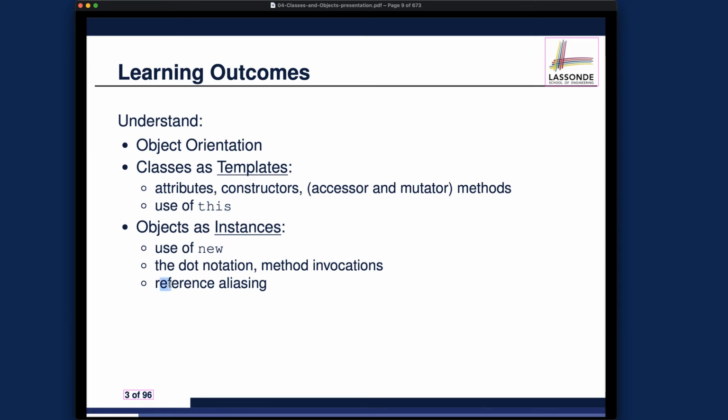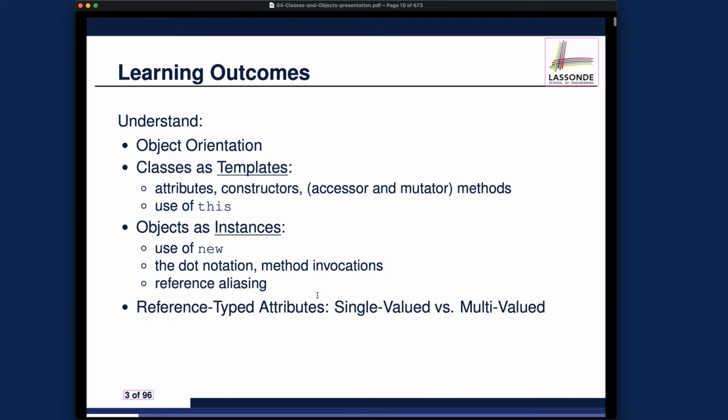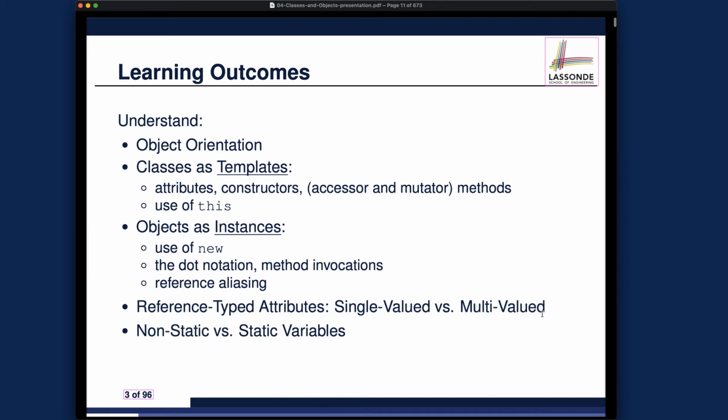And also we're going to talk about reference aliasing, which was covered in your week number 7 Java tutorial videos, but I will also cover it using different examples in the lecture this week. All right, and then we're going to talk about reference type attributes, single value versus multi-value. When we say multi-value for this course, we're first going to use a primitive array, and later, once we introduce library classes like ArrayList, we will use ArrayList as well. But that's something for later, not for this week. And also, we'll talk about non-static versus static variables next week. So we'll explain the static keyword in more detail next week.